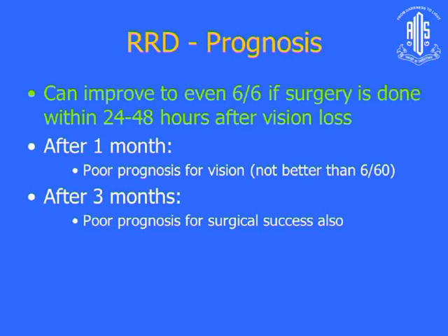So it can improve to even 6/6 if surgery is done within 24 to 48 hours after vision loss. So hurry. And if we do it after 1 month, it's a poor prognosis for vision. Usually, even if the surgery is very much successful, we don't get anything better than 6/60 or 6/36. And after 3 months, usually the prognosis for surgery itself is bad.